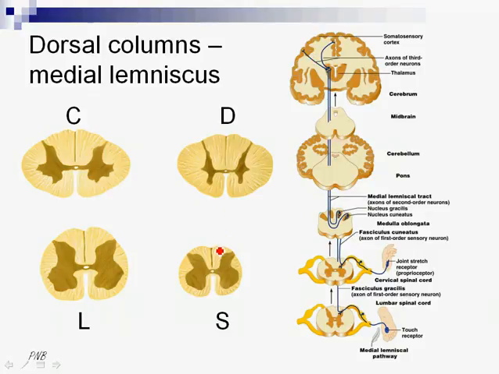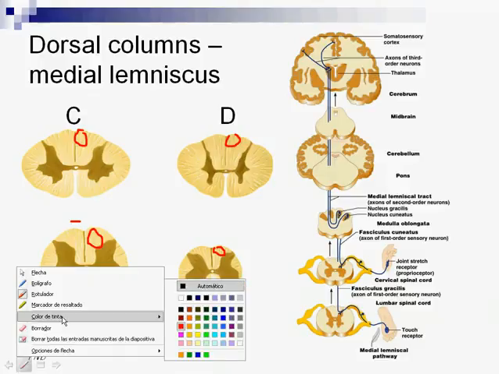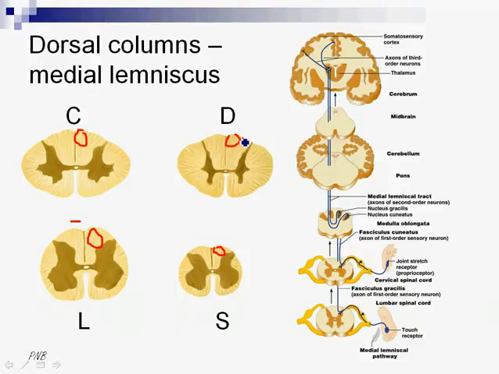Now in these cuts we can see at a sacral and at a lumbar level, this is the dorsal side here, we have only gracilis fasciculi. Here we have gracilis fasciculus and gracilis fasciculus. Whilst in the cervical and the dorsal or thoracic level, we have also cuneatus fasciculi.